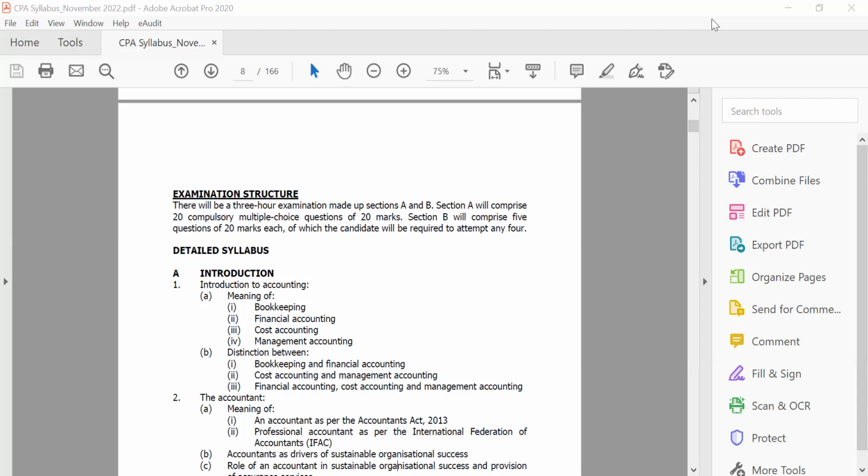All right. So with that in mind, we also need to understand that accounting has different branches. We have financial accounting as one of those branches of accounting. And then we have cost accounting. Now, I'll start with financial accounting. Financial accounting is to do with preparation of financial statements.